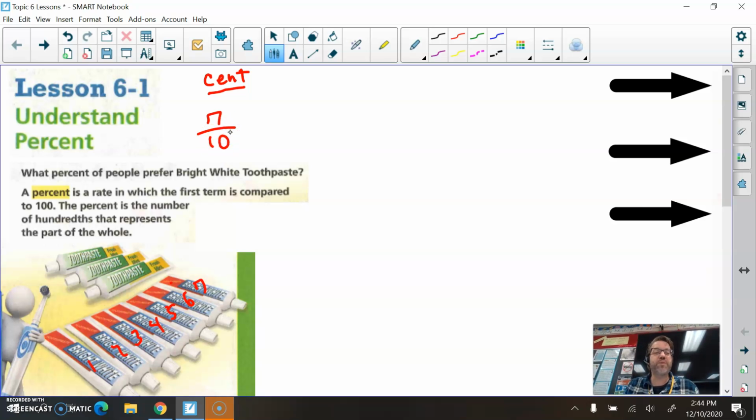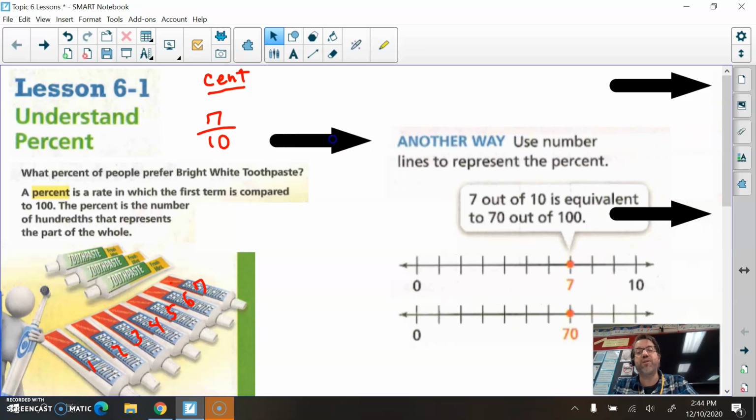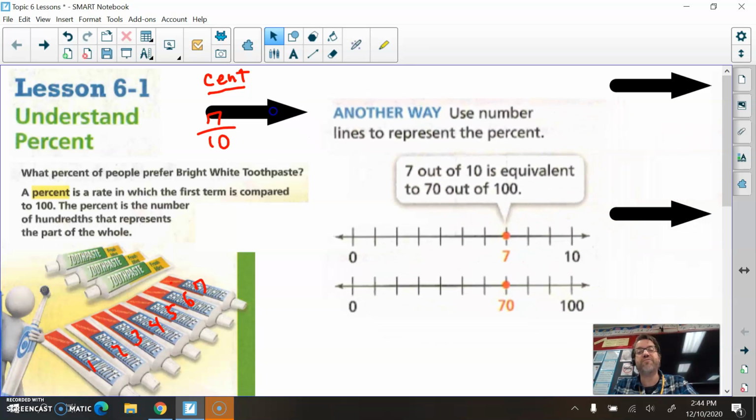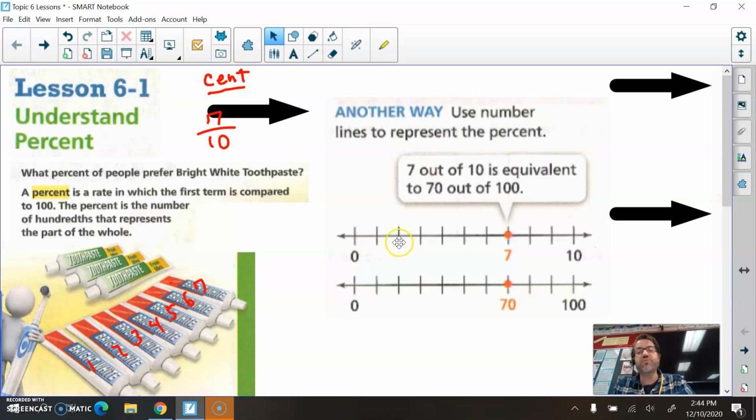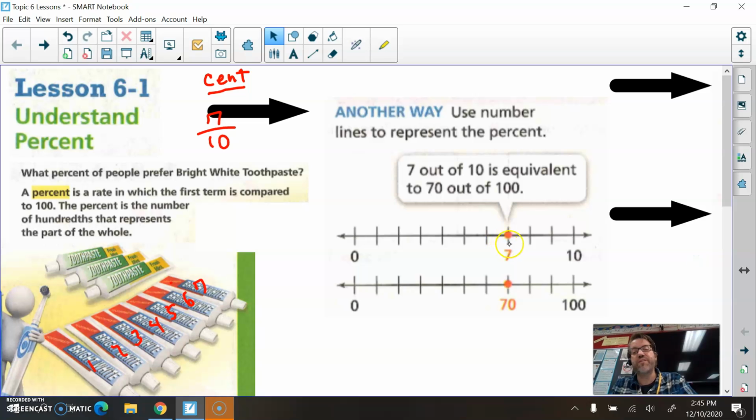that are bright white toothpaste in this graphic that is representing the popularity of all the different brands. Okay, so what does that mean? How can I express this as a percent then, if it's 7 out of 10? Well, one way we can do this is by using a line graph. In this first graph, I have a line that's labeled 0 up through 10. If we go by ones, here's 1, 2, 3, 4, 5, 6, 7. There's 7, 8, 9, 10. So 7 out of 10 can be shown on that number line like this.